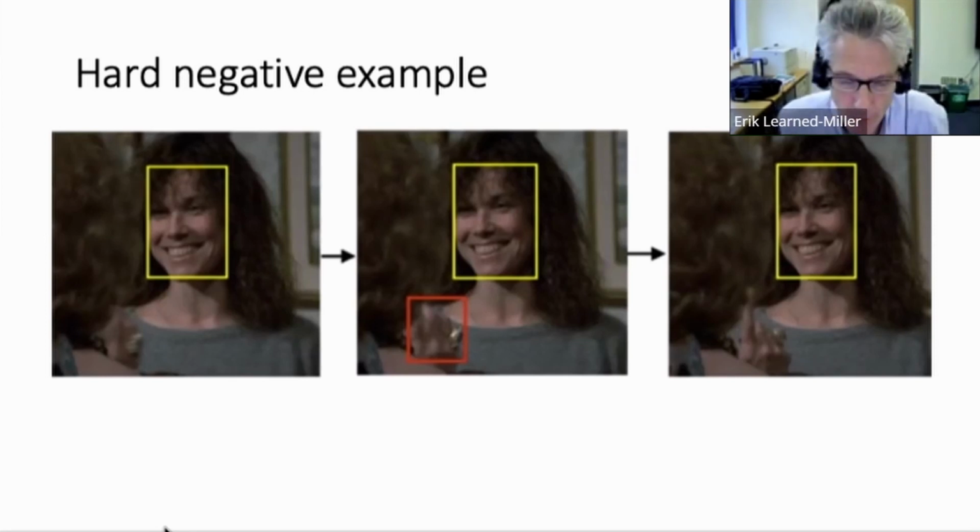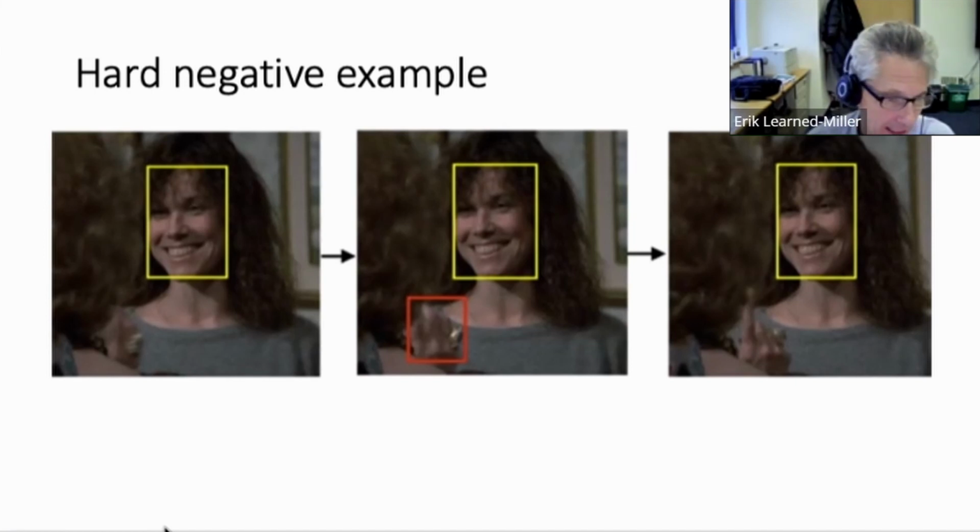So this is what we call a hard negative. It's not a face, but the algorithm thought it was a face. Then in the third frame, it once again is only detecting the face. So what we're going to do is try to leverage the behavior of the algorithm on this video to automatically generate hard examples for continued training.